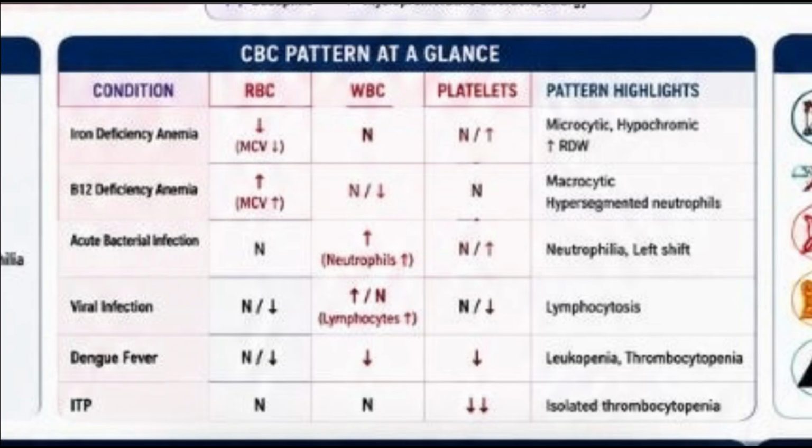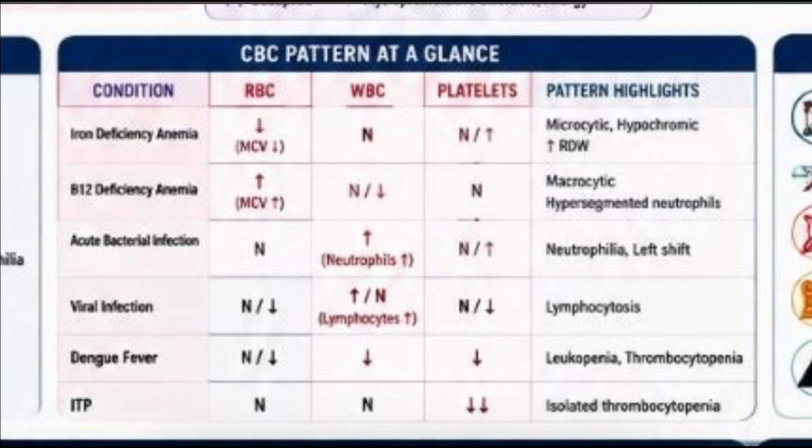Next, acute bacterial infection. The RBC will be normal, the WBC will increase, and neutrophils will increase. The platelets will be normal. So you have to suspect neutrophilia or left shift.